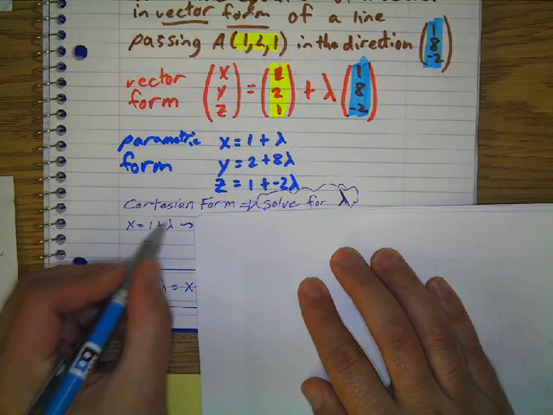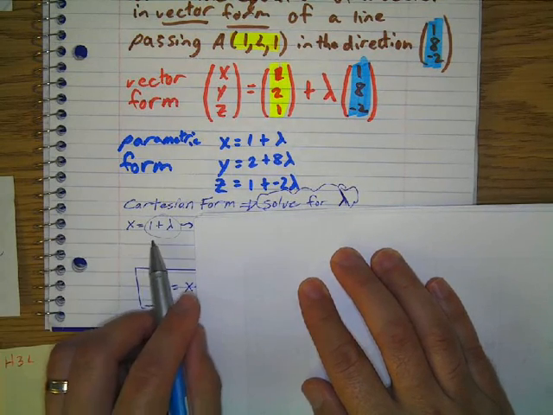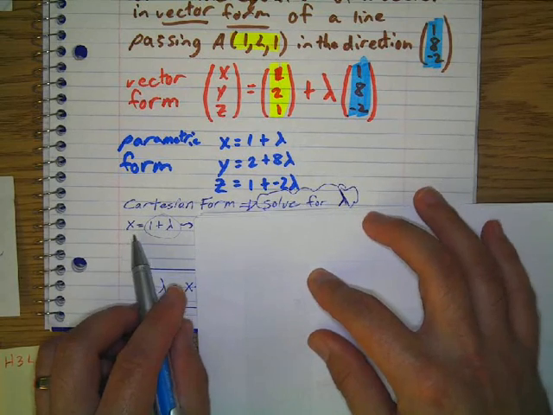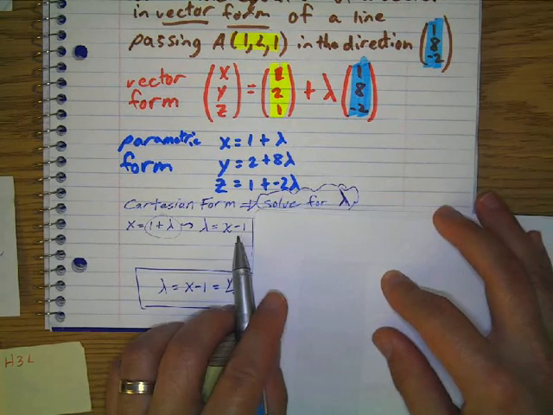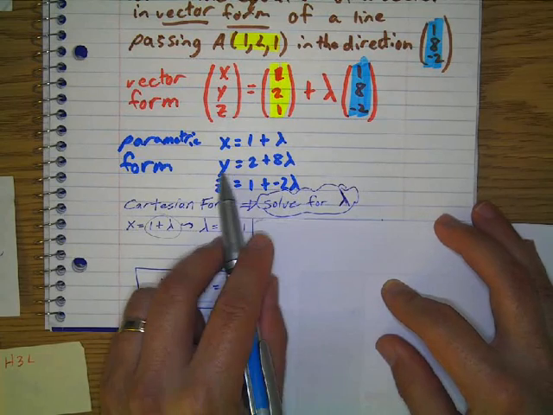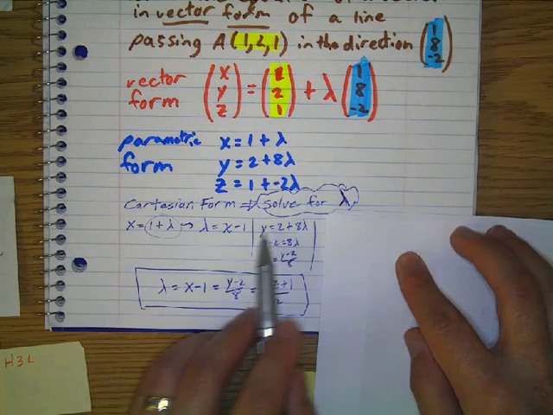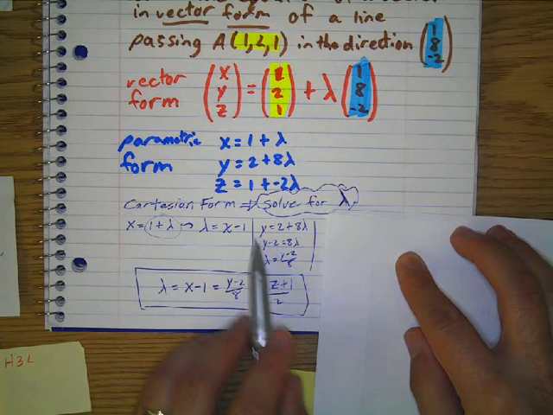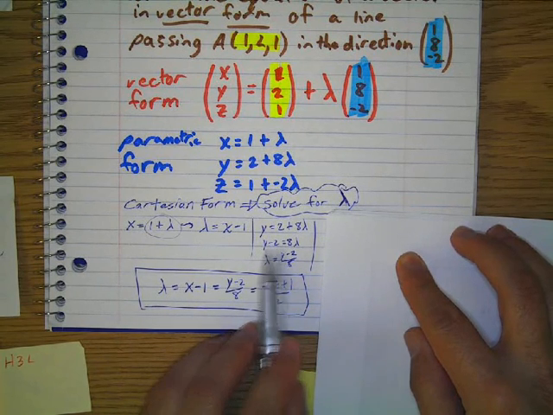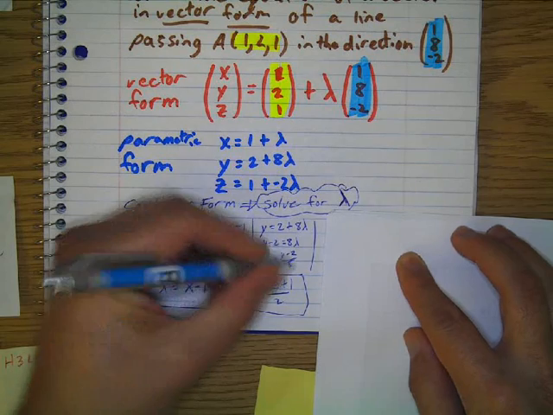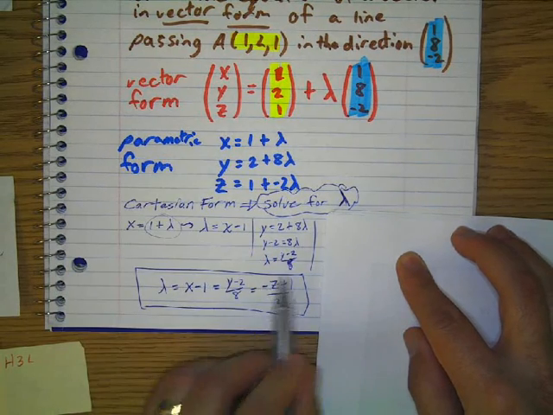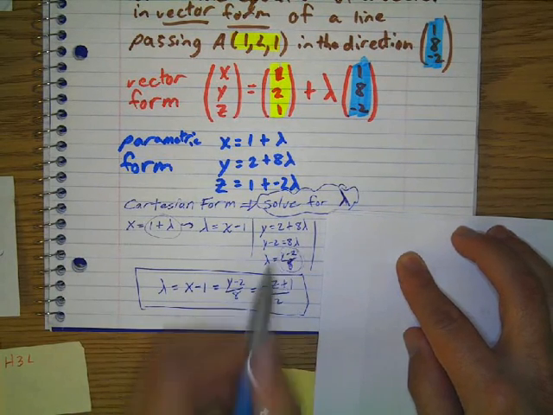So for x, lambda is equal to x minus 1. Now for y, if I start off with y equals 2 plus 8 lambda, I could subtract 2 on both sides, I get this. Divide both sides by 8, I get this. And lambda is equal to this in terms of y.